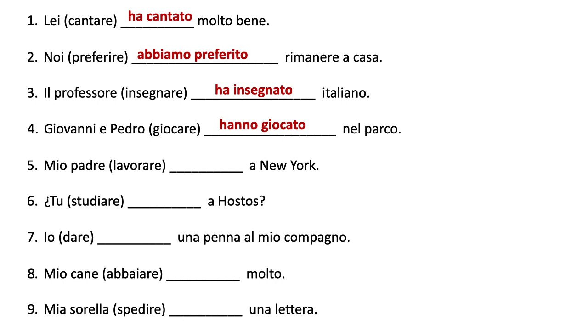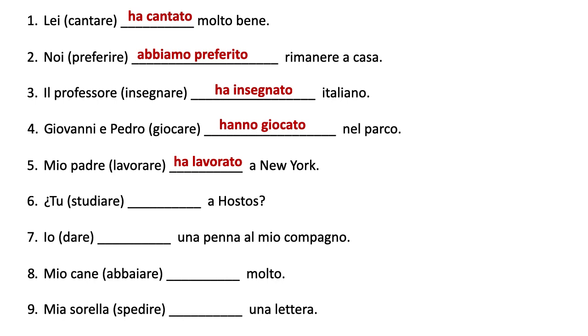Mio padre lavorare a New York. Mio padre, my father, right? What form of the verb avere do we need here? Mio padre, it is lui, right? He. So, lui ha. And then lavorare, what is the past participle? Lavorato. Mio padre ha lavorato a New York. My father worked in New York.